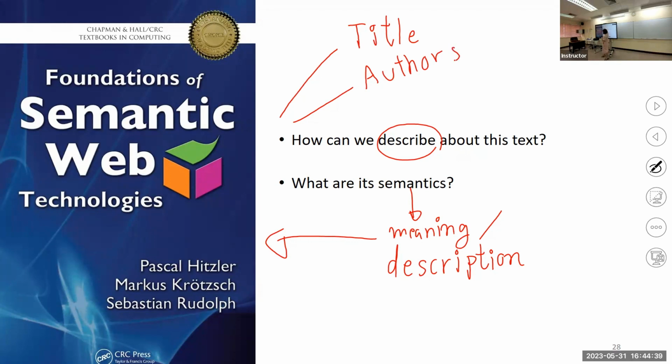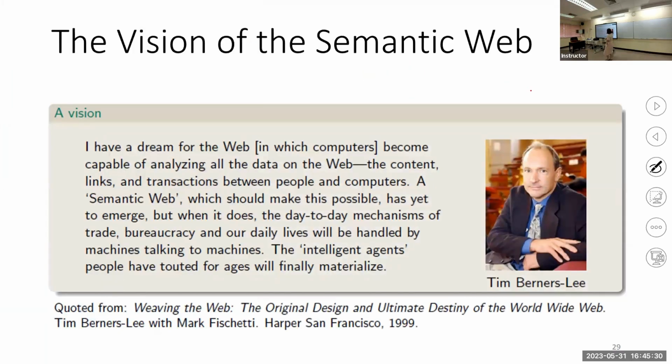What else may we describe? Authors. These are the authors, I suppose. Okay, what else? Maybe publisher. And something you may not see from here, but you may want to describe: publishing date, publishing year, the price, the language, how many pages, the cataloging data or the keywords of the book, or the abstract, and so on. Anyway, these are the semantics of this thing, in this example, the text. Okay, so that is the definition of the word semantic.